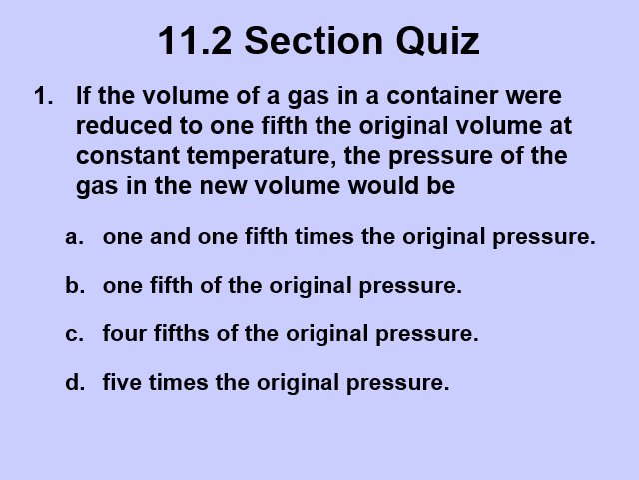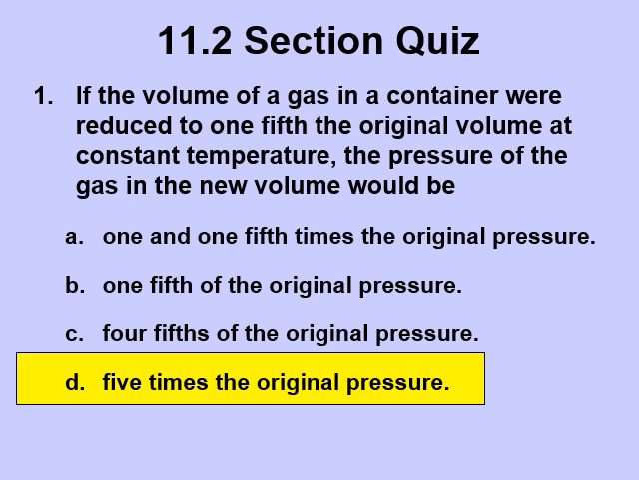So we have our section quiz. I encourage you to pause the video and attempt these on your own. If the volume of a gas in a container were reduced to 1/5 the original volume at a constant temperature, the pressure of the gas would be 5 times the original pressure.